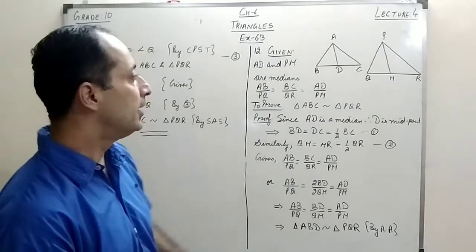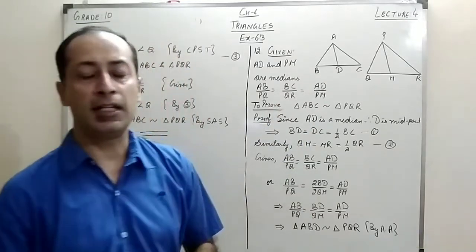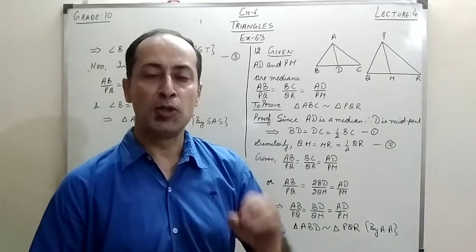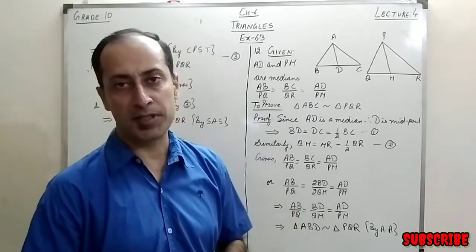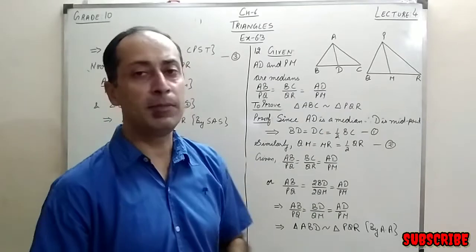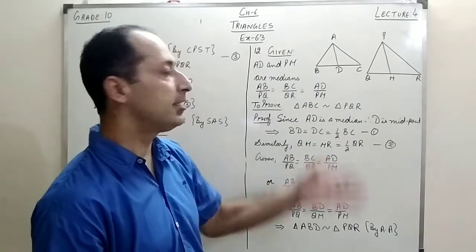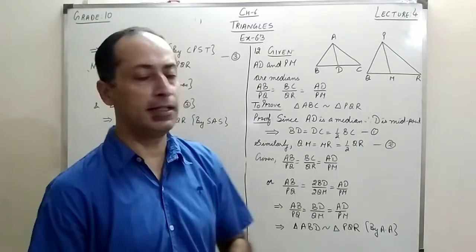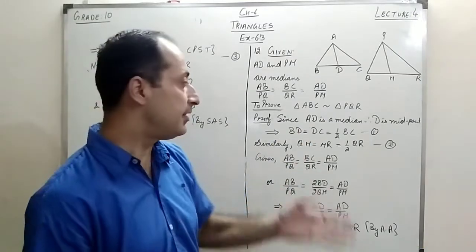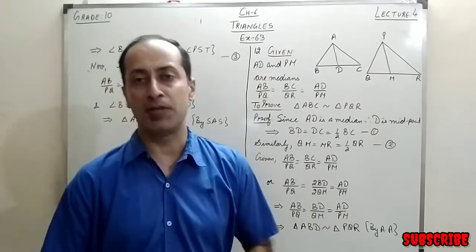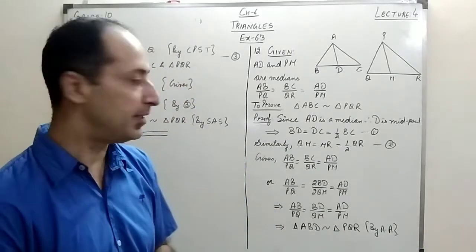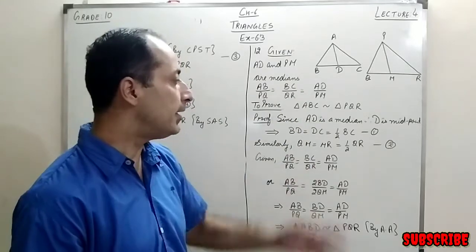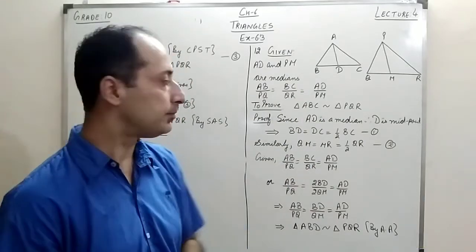So how do we proceed? We know that AD is a median, and then what is a median? A median is a line segment from the vertex to the midpoint of the opposite side. It means D is the midpoint of BC, and similarly M is the midpoint of QR. Now since AD is a median, D is the midpoint, so BD will be equal to DC equal to half of BC. Similarly, QM will be equal to MR equal to half of QR.